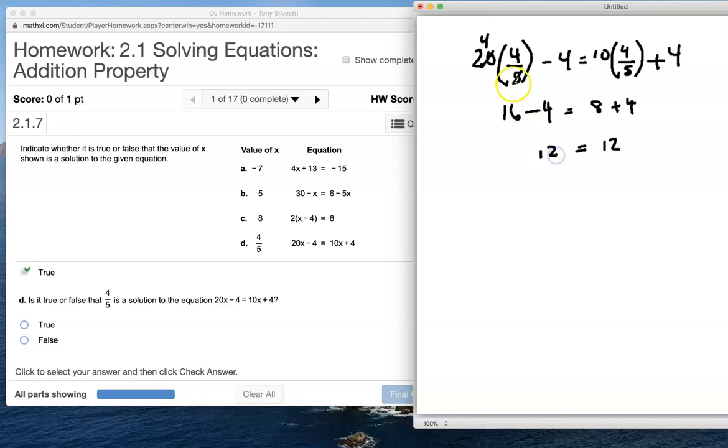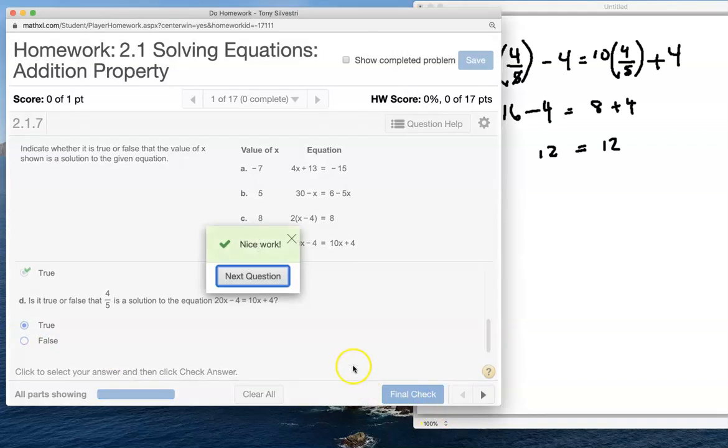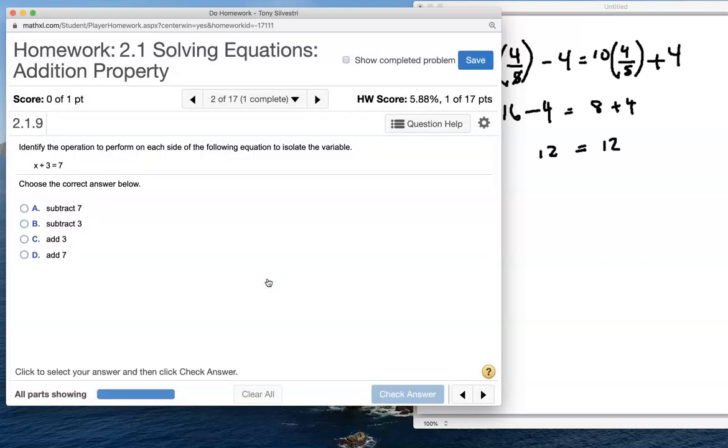Hey, who would have thought that that's the answer? But that's the answer because I have the same value on both sides of the equals. True, final check. Yes, very good. Let's see what the next one is.